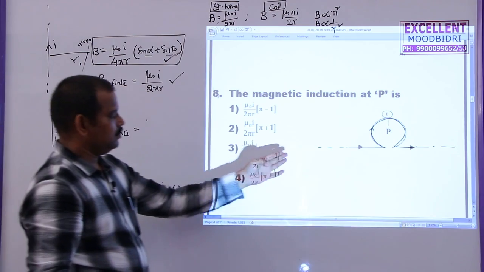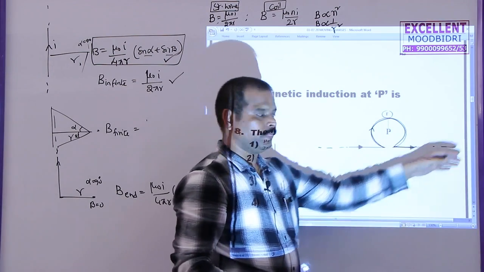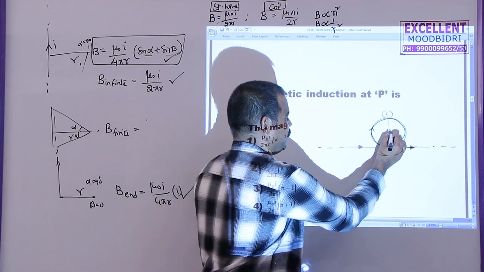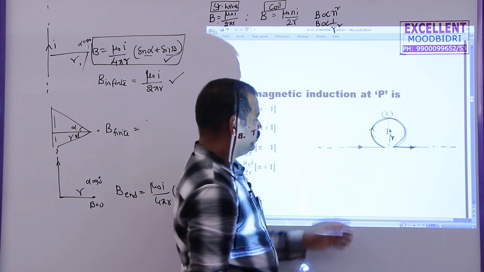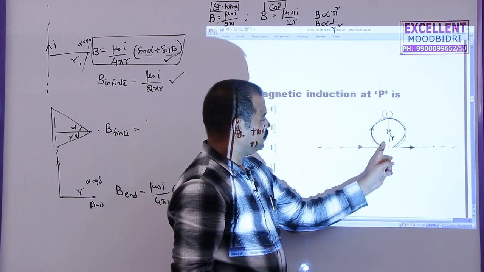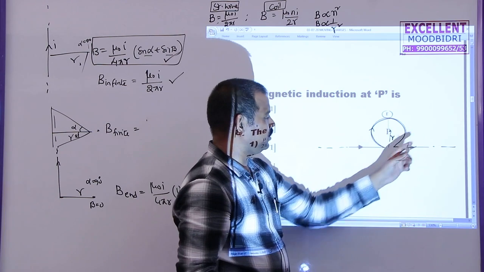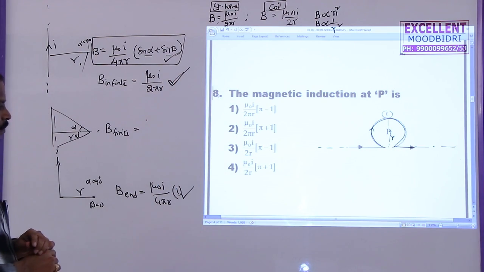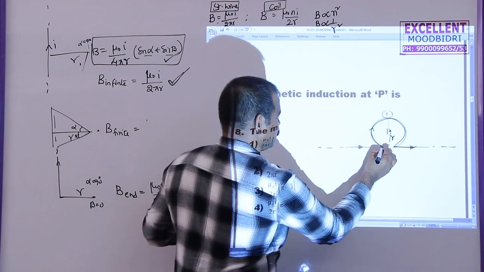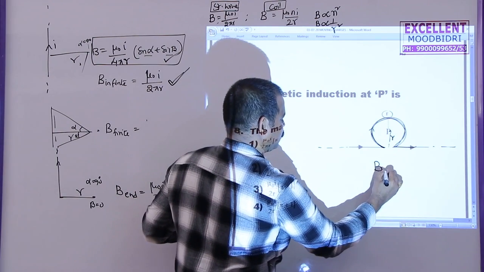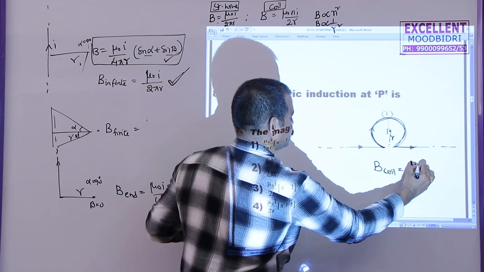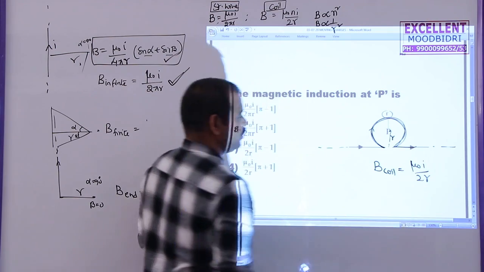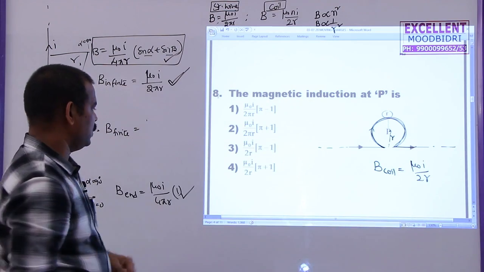Now here, this is an infinite wire, and we are finding the magnetic field at distance r. For this infinite wire at distance r, the angles will be 90 and 90. So for the infinite wire, let me take the formula mu naught I by 2 pi r. Now B due to the circular coil is mu naught I by 2r, because there is only one turn, n is equal to 1.